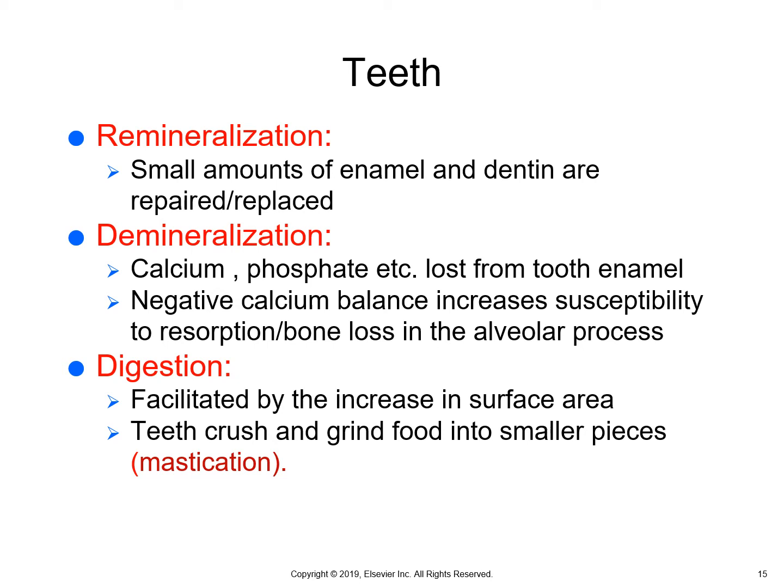Demineralization is where the calcium and phosphate and some of those minerals are lost from the tooth enamel. So this gives us a negative calcium balance, which increases the susceptibility to the resorption of that bone. Digestion is facilitated by the increase in surface area, which occurs with our teeth through mastication. Very important to crush and grind food into small pieces. Mom always told us to chew our food 25 times, and there's a reason for that.